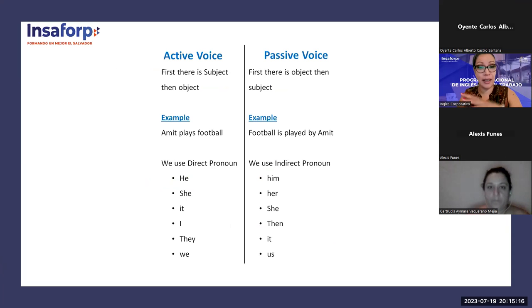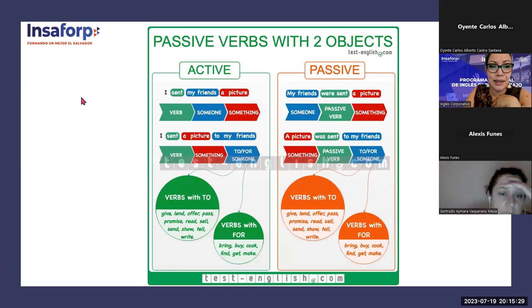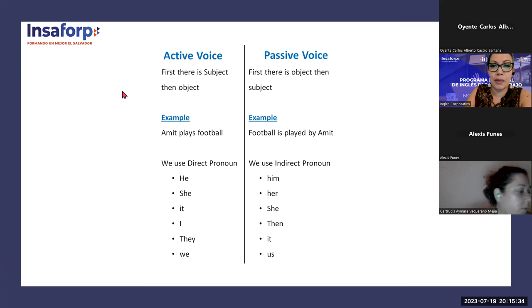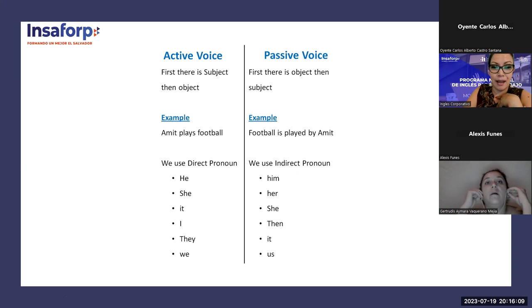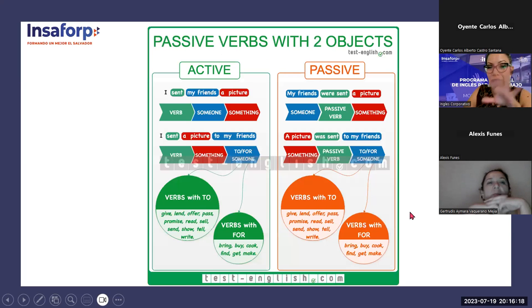Now, active voice, en la voz activa. A veces usamos el pronombre directo, ¿verdad? Like he, she, it, I, we, and they. Pero en la pasiva utilizamos el indirect pronoun. Si es he, en pasiva sería him. She, en pasiva usaríamos her, by him, it. Bueno, ahí está mal, sería it, right? Siempre el mismo. Creo que se desconfiguró aquí, pero ajá. I sería me. They sería them. Y for we sería us. This is just like a review.